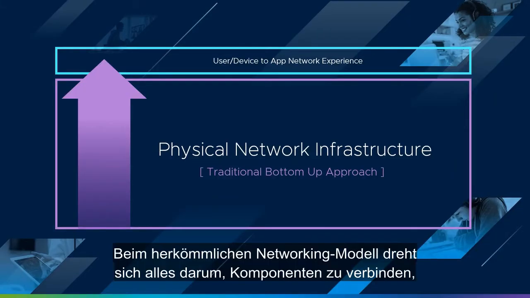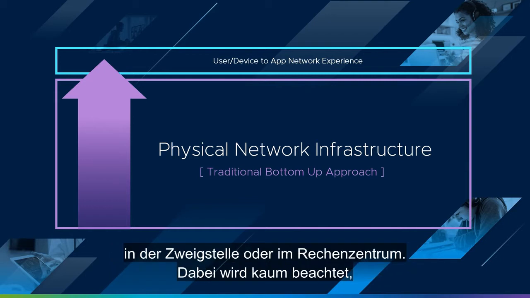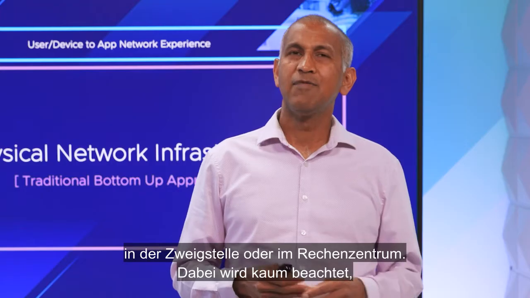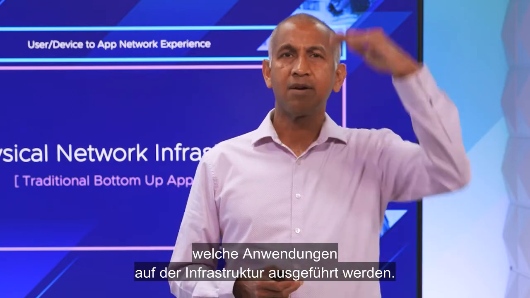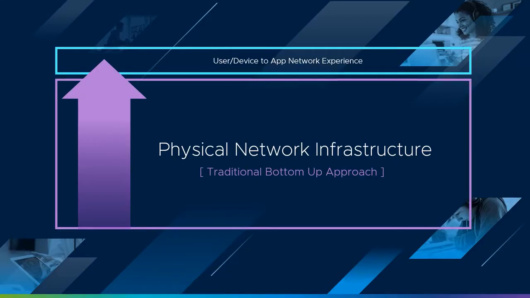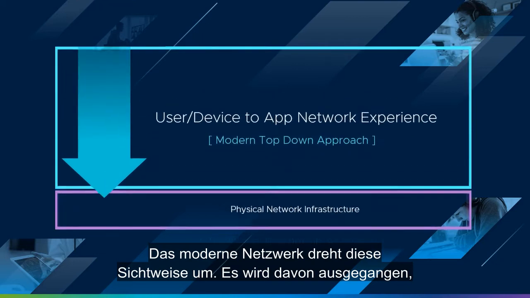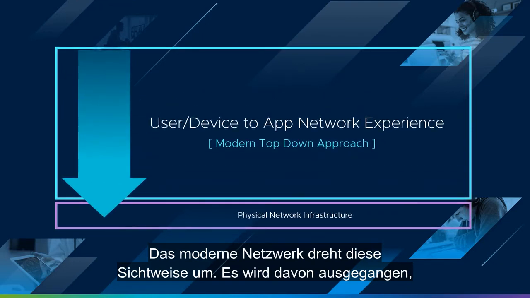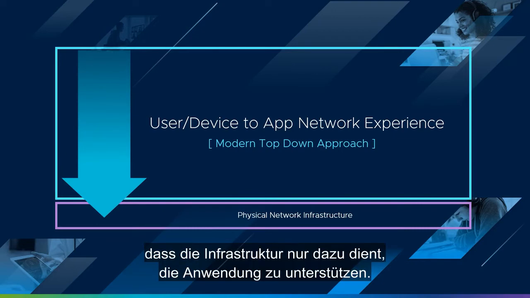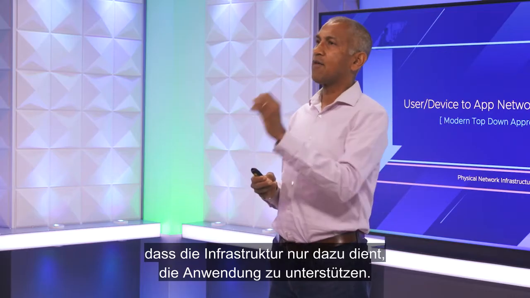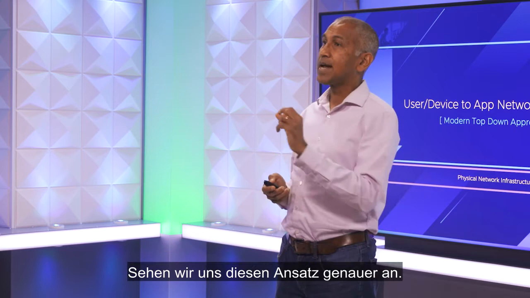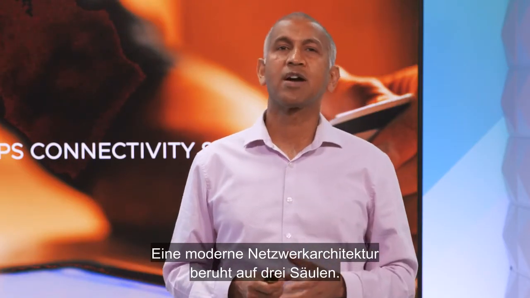The traditional networking model is about connecting boxes in campus and branch and data center with little attention paid to the apps running on top of the infrastructure. The modern network flips this on its head, taking the bold view that infrastructure exists only in service of the application. Let's look at this approach. There are 3 pillars to a modern network architecture.